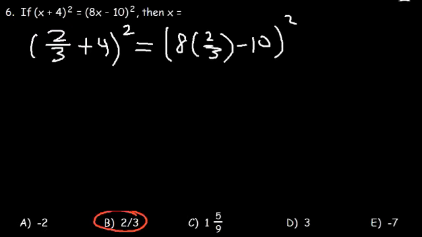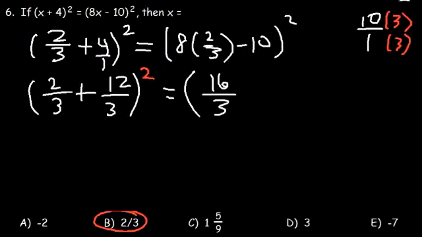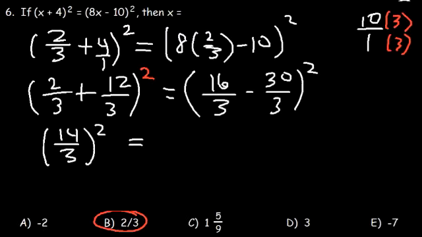Now, 8 times 2/3. 8 times 2 is 16, so we have 16 over 3. And 10 over 1, what we could do to get common denominators is to multiply 10 by 3 over 3. So 10 is the same as 30 over 3. 30 divided by 3 is 10. So now we can add the two fractions. So 2/3 plus 12/3 is equal to 14 over 3 squared. And 16 minus 30 is negative 14 over 3 squared.